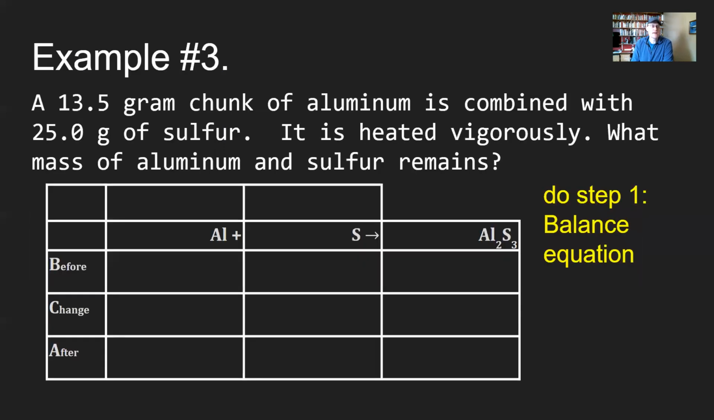A 13.5 gram chunk of aluminum is combined with 25 grams of sulfur. It is heated vigorously. What mass of aluminum and sulfur remains? Just as before, step 1, balance the equation. The balanced equation ends up being 2, 3, 1. At this point now, we need to convert both the 13.5 grams of aluminum into moles and the 25.0 grams of sulfur into moles. Take a moment to make both of those conversions.